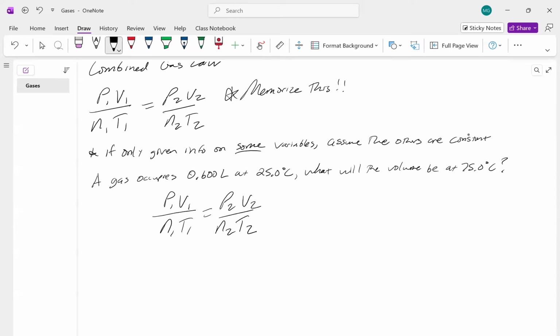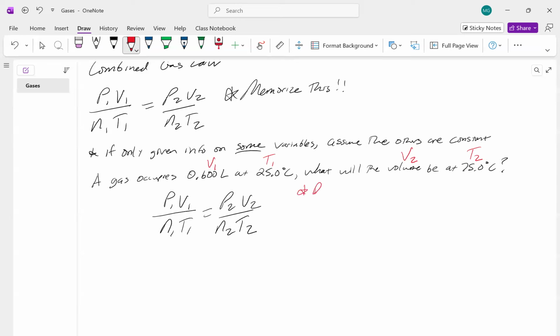Now, the ones on the left side are all my initial conditions, and the twos on the right side are the final conditions. So are there some things that I can cancel out that I don't need? Well, let's look at the problem. The problem gives me an initial volume, so there's V1, an initial temperature, T1, and then it's asking me what the new volume will be. Okay, that'll be V2. That's what I solve for. And it's giving me the second temperature, T2.